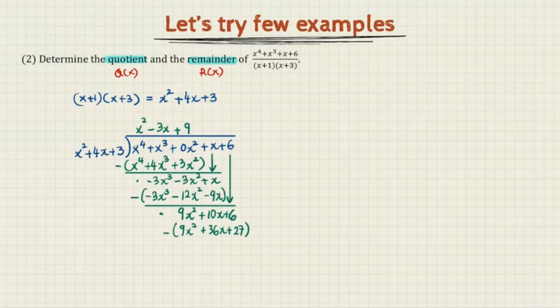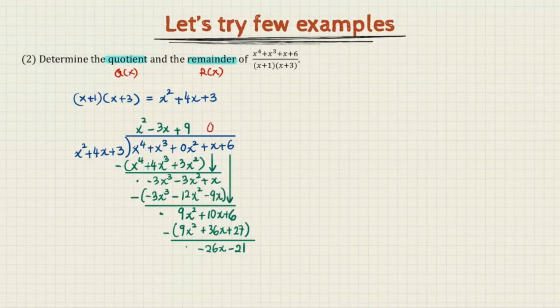So now we subtract them. So what will be the remainder? 9 minus 9 is 0. 10 minus 36, so we have negative 26x, and 6 minus 27 we have negative 21. So this will be the remainder.